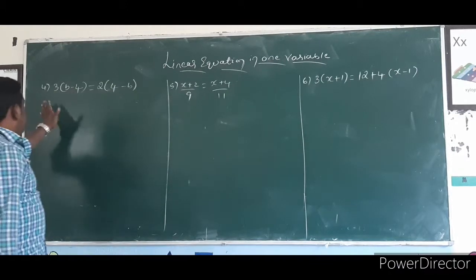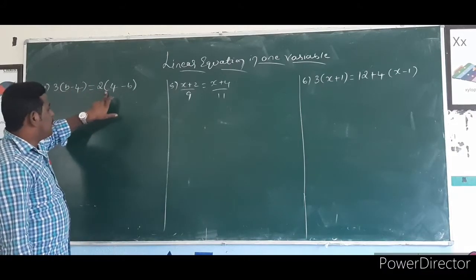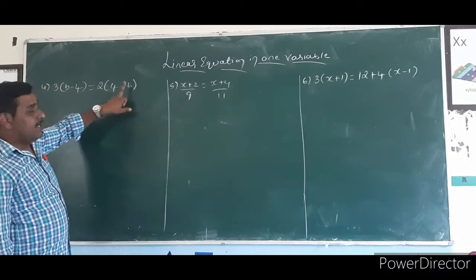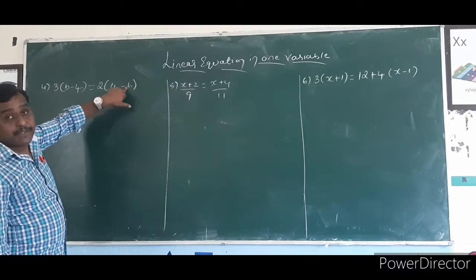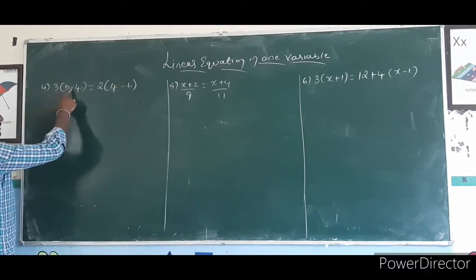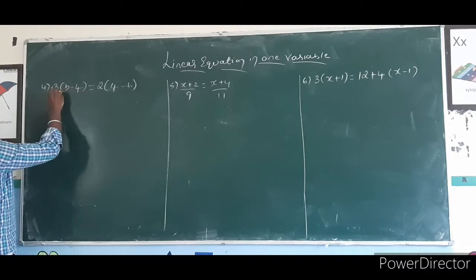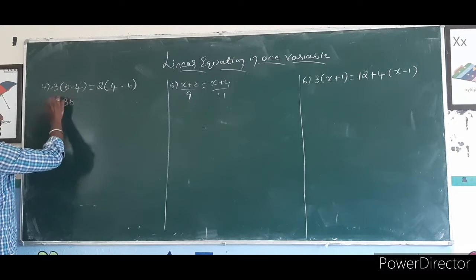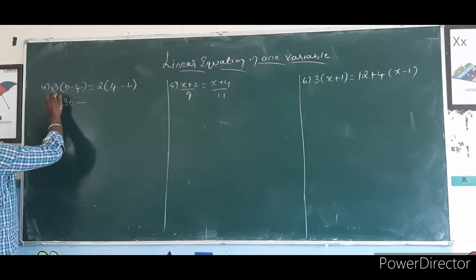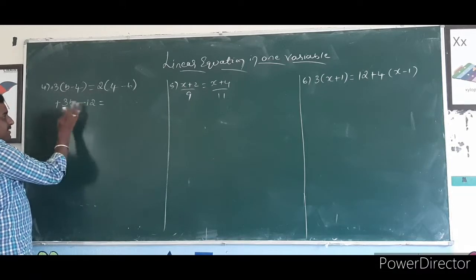Next problem, 3 into b minus 4 is equal to 2 into 4 minus b. Here the variable is b. We want to find out the b value. So first you have to multiply 3 inside the bracket. Here plus sign is there. Plus into plus, plus 3 into b, 3b; plus into minus, minus 3 4s are 12. Okay, this LHS part is over.